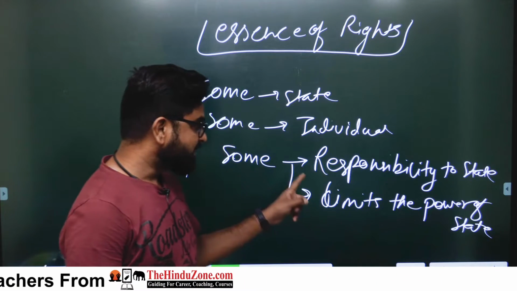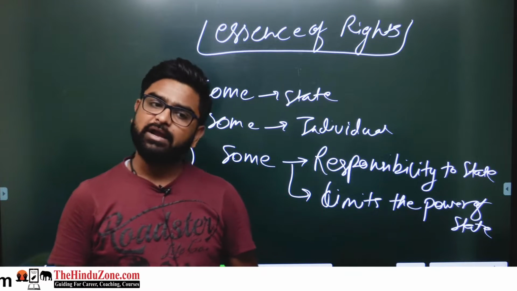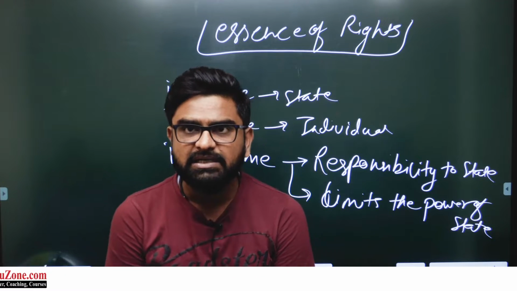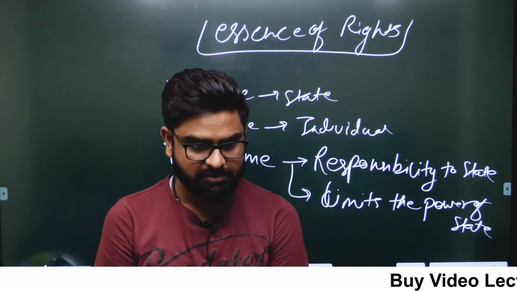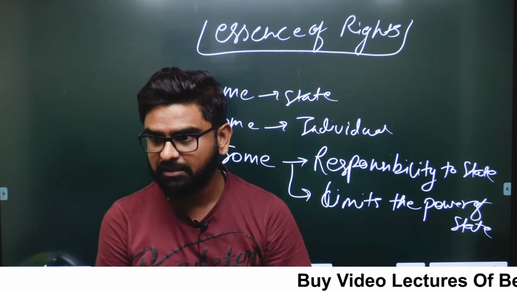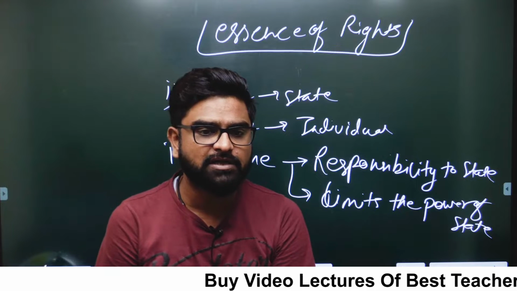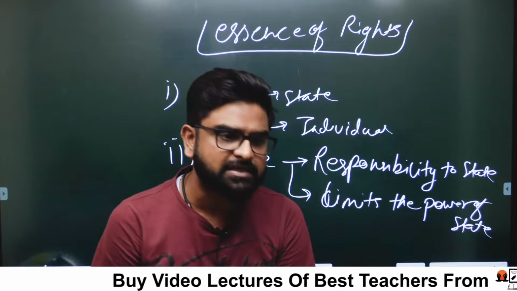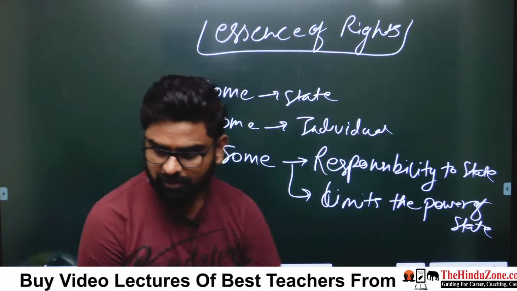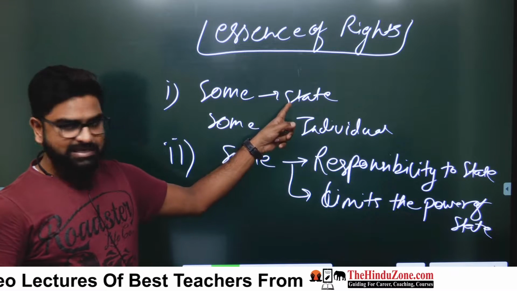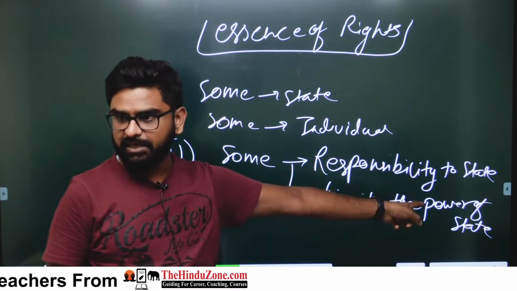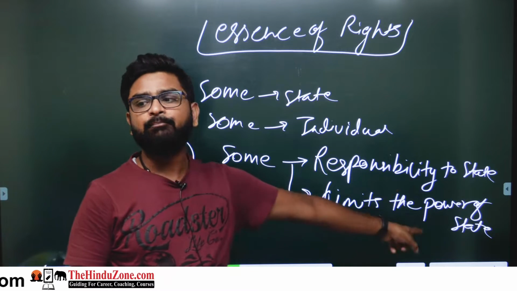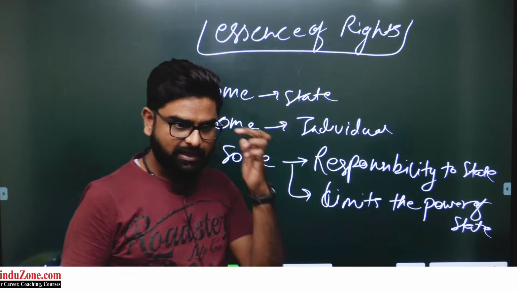But some rights give responsibility to the state. Again, untouchability. Untouchability is a responsibility of the state to ensure it is not practiced. It is a duty on the state. You have to ensure that no individual in India practices untouchability. So clear? Some rights are against the state, some rights are against individuals. Some rights empower the state, some rights disempower the state. ठीक है?